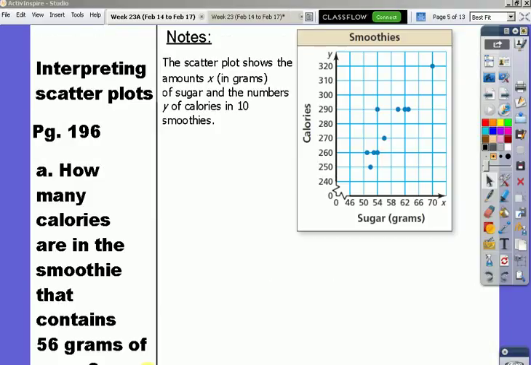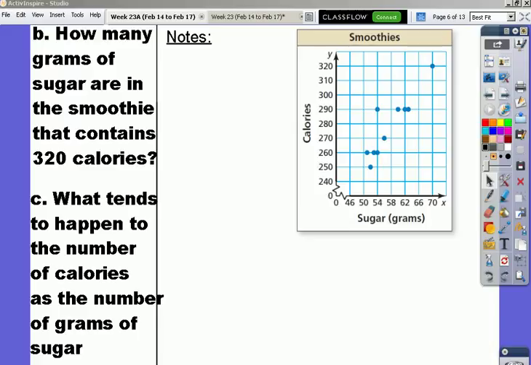It says interpreting scatter plots. How many calories are in the smoothie that contains 56 grams of sugar? How do I do that? You look at the graph, go to 56 grams of sugar, and you go up. So 56 grams, and you just look at the graph, and you get 270. Questions? That's good. How many grams of sugar are in the smoothie that contains 320 calories? 70. Excellent. What tends to happen to the number of calories as the number of grams of sugar increases? The calories increase as well.